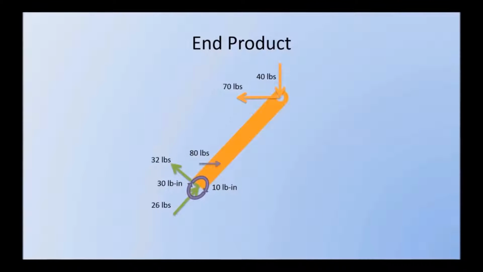Now that we've made the transformation, we can now superimpose those results onto the final product. So once again, we see our bar with our forces, the 70 pounds to the left, 40 pounds downward, and 80 pounds to the right, as well as our 10 pound-inch moment and our 30 pound-inch moment. And now we put our 32-pound shear force and 26-pound compression force on the cut. Now we can consolidate the 30 pound-inch and 10 pound-inch moments into a single 40 pound-inch moment, as shown. And in summary, we once again have 32 pounds in shear force across the cut, 26 pounds in axial compression, and 40 pound-inches in bending at the cut.